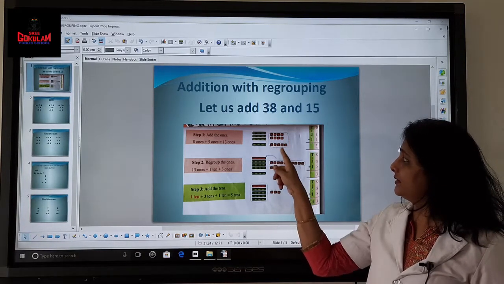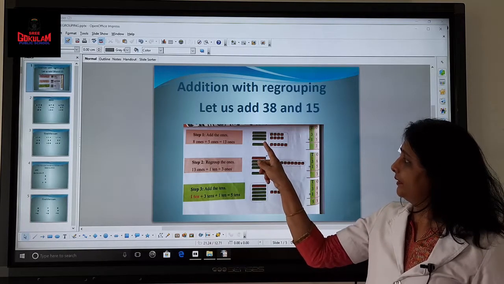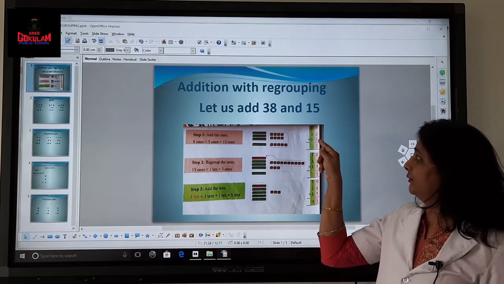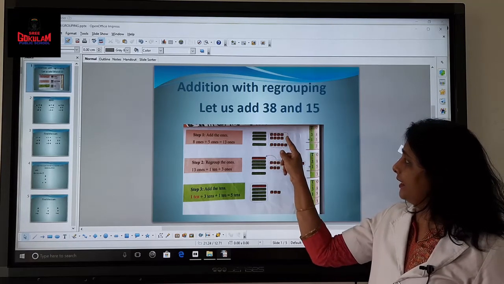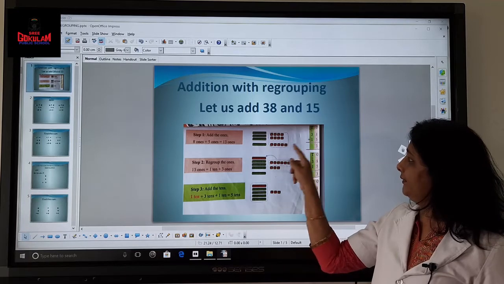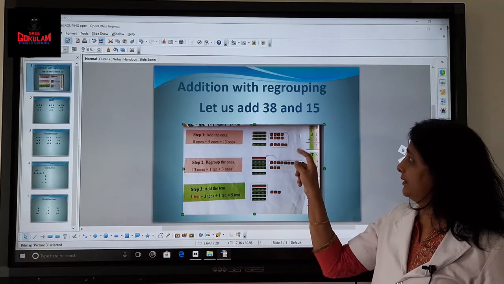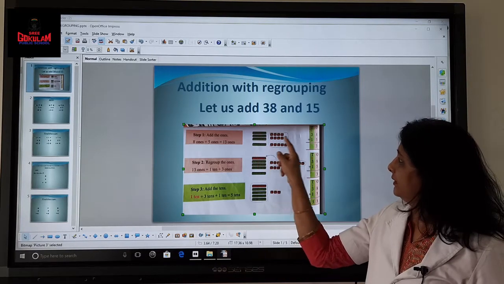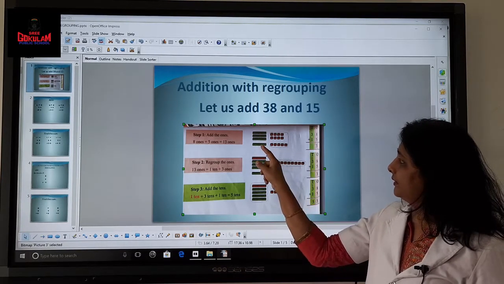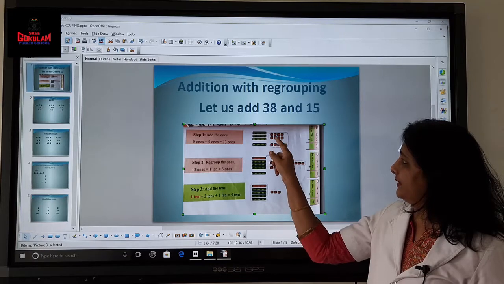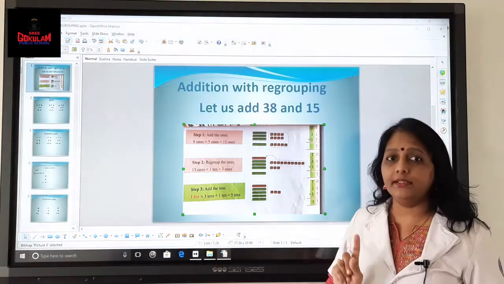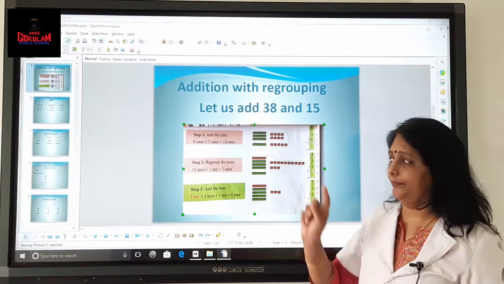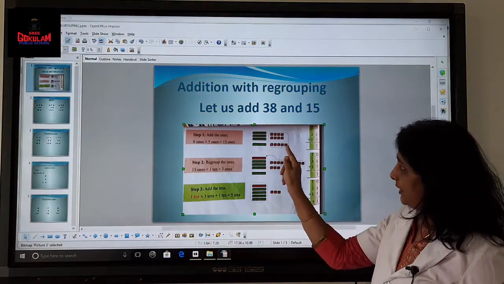You see these ones and tens. 38 plus 15. For 8, there are 8 ones. For 5, there are 5 ones. For 3 tens, you see these green strips? Here, 1 here. So, now let us always remember, start adding from the ones place. Let us add all these ones together.